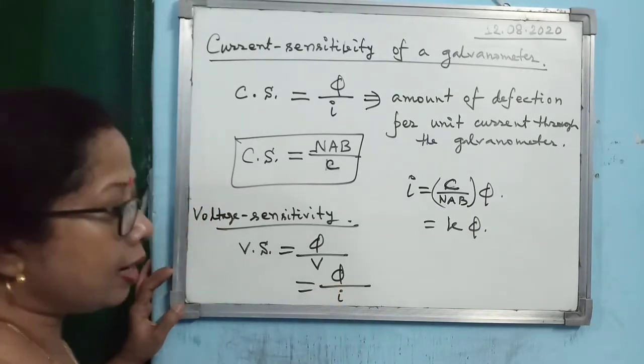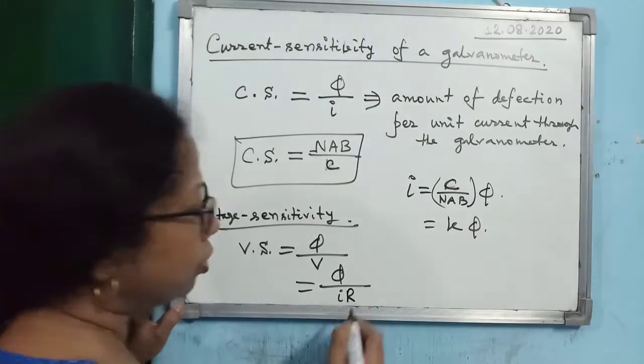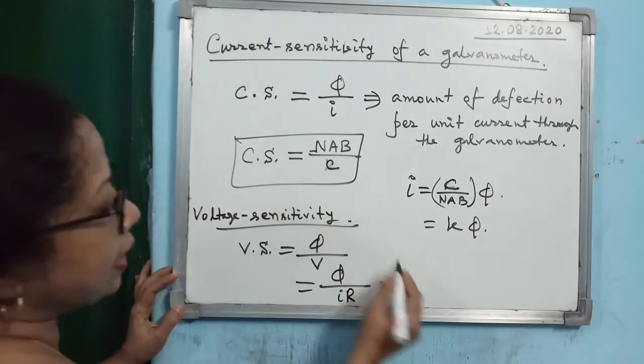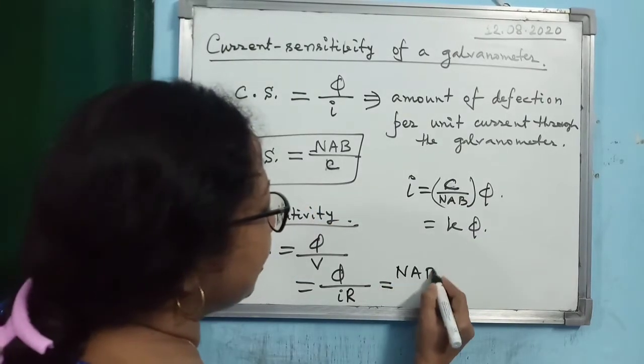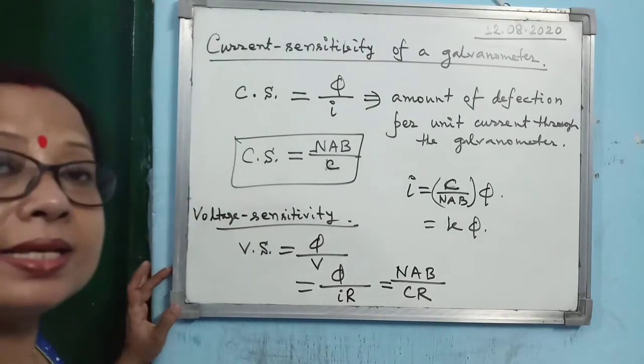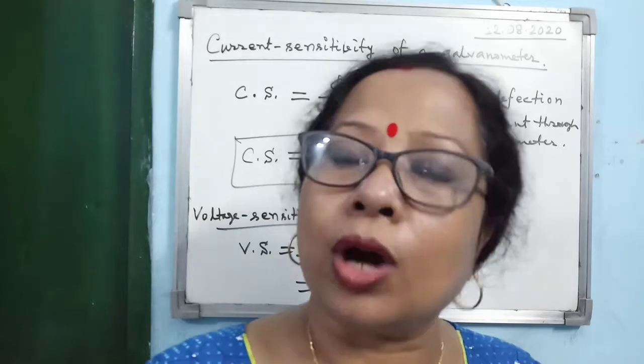Voltage, how can you write? Voltage is equal to current into resistance. So here you see, what will be the relation? It will be NAB divided by CR. What is this R? R is the resistance of the coil.